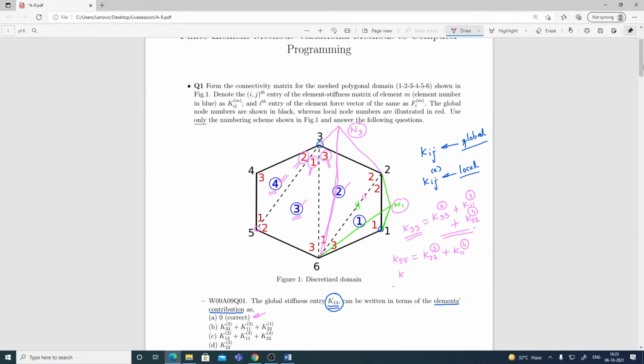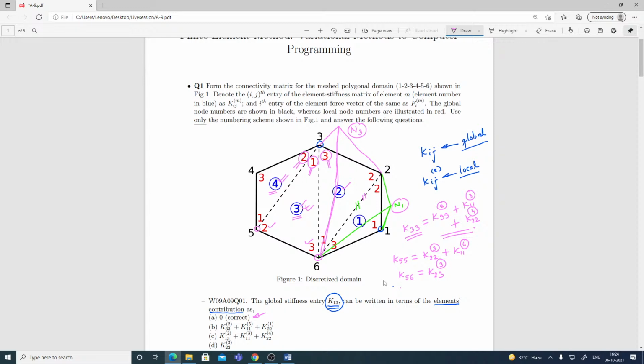But what about k56? The next question is about k56. If you look at k56, this is 5 and this is 6, and these are common in element 3. So the contribution will only be from element 3. This is obvious. For 5 the local number is 2, and for 6 the local number is 3. So it is the same as k23 calculated in element 3.